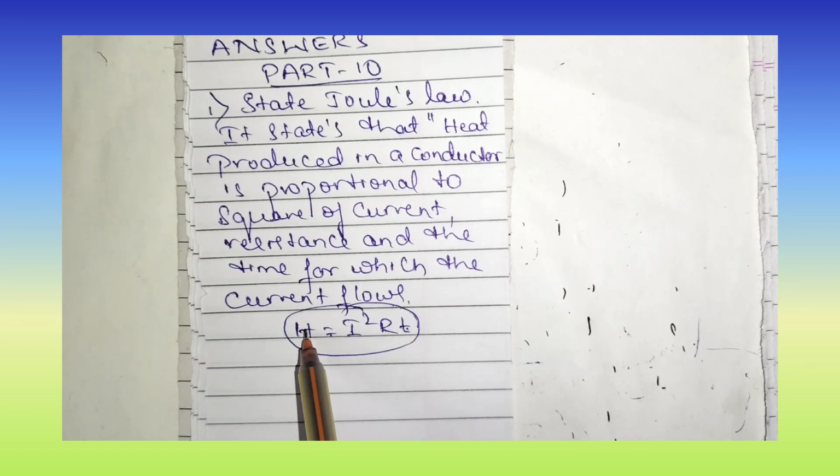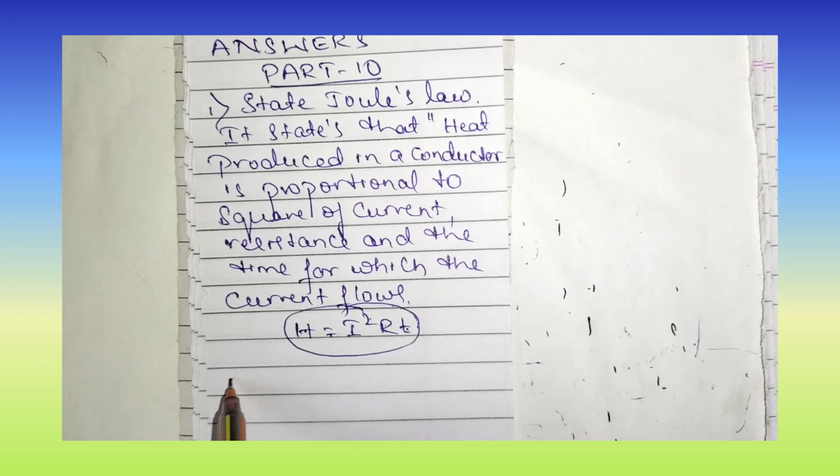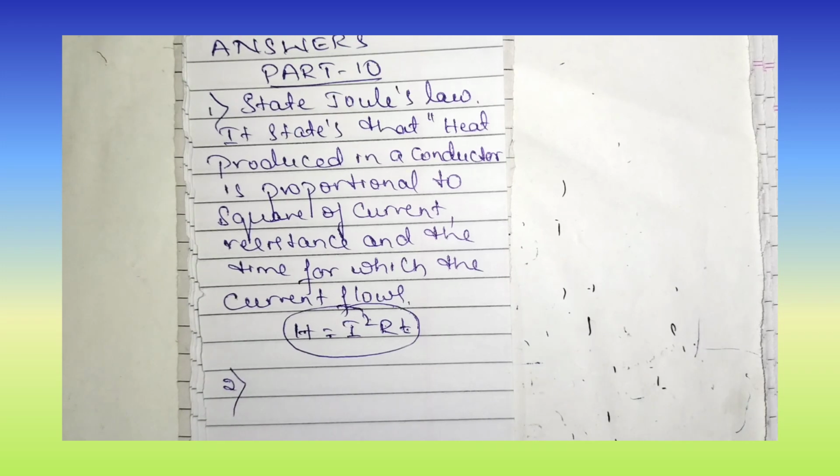Heat produced in a conductor is proportional to square of current, resistance and time for which the current flows. So this is the statement for Joule's law.